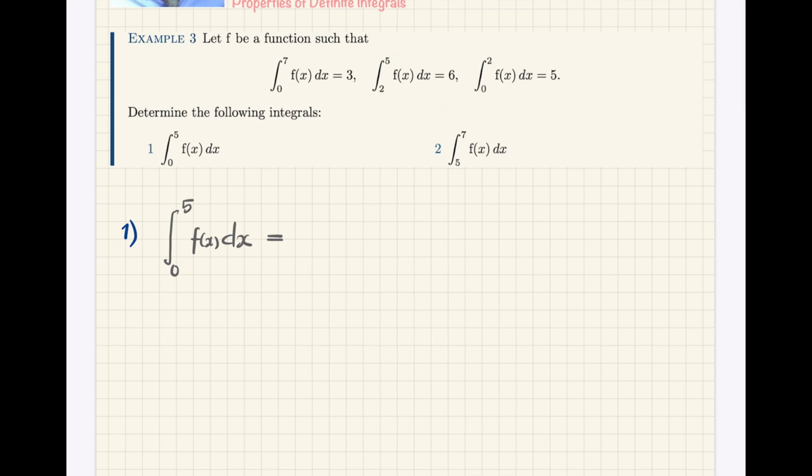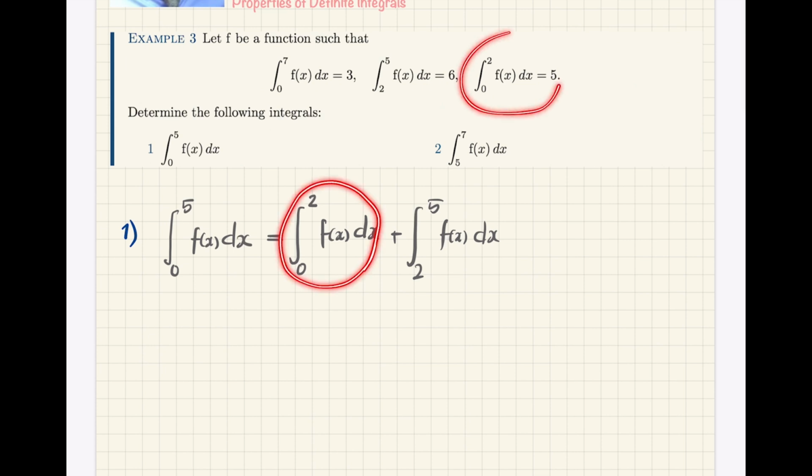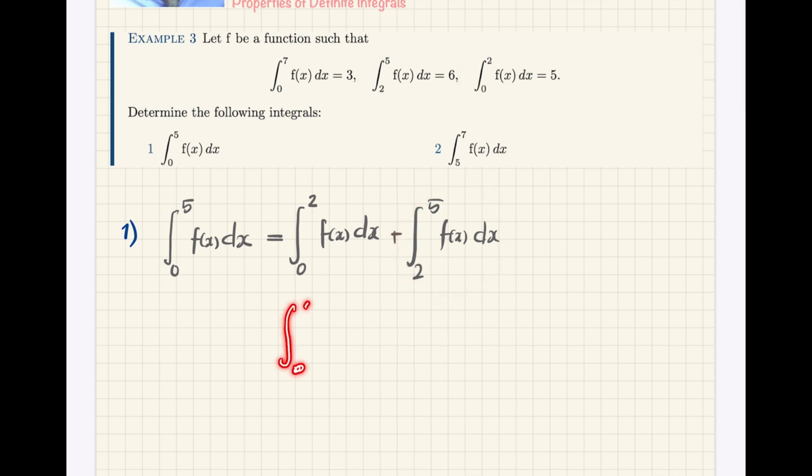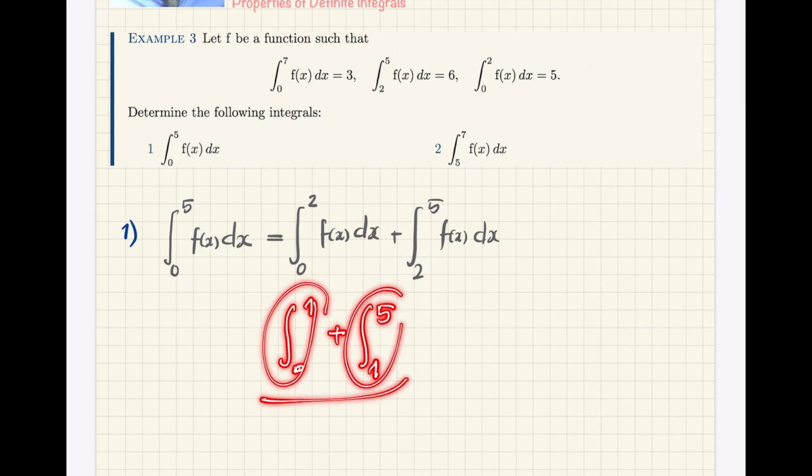Sum of the second and the third. Yes, why? Because the integral from 0 to 5 can be decomposed into two parts. If from 0 to 2, f of x dx, and then from 2 to 5, f of x dx. Of course, you might ask, why did I break this integral into these two parts? The answer is clear, because I have some information about this and I have some information about this. Of course, if you want to, you can break it from 0 to 1 and then plus 1 to 5, but this is useless because I don't know anything about this, I don't know anything about this.